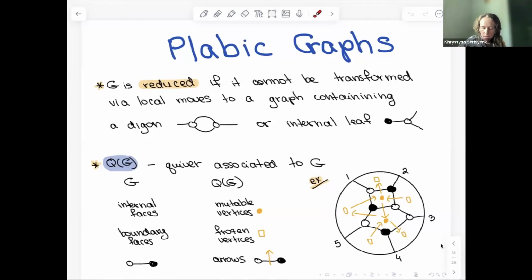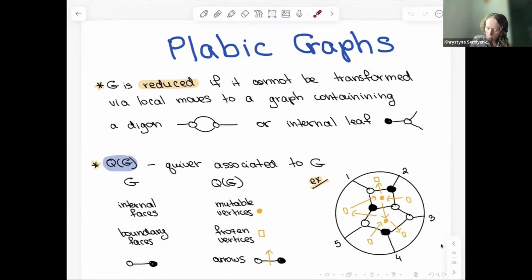All right, so next, we're going to slowly make our way back to this thing we started with, back to cluster algebras. So first, I'm going to tell you how to get a quiver from a graph G. Given a plabic graph G, we're going to associate the quiver, which we denote by Q of G, as follows. My plabic graph G has internal faces, and internal faces are going to correspond to mutable vertices. And my boundary faces are going to correspond to frozen vertices. So faces correspond to vertices, internal ones are mutable, and the ones adjacent to the boundary are frozen, so the ones you're not allowed to mutate.